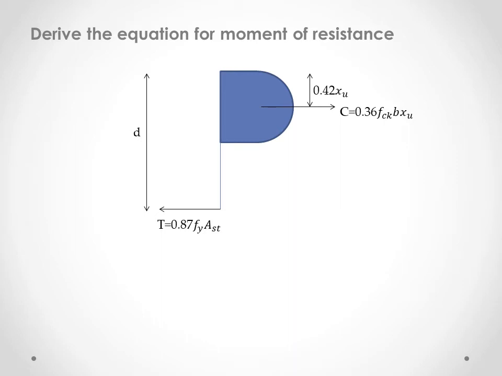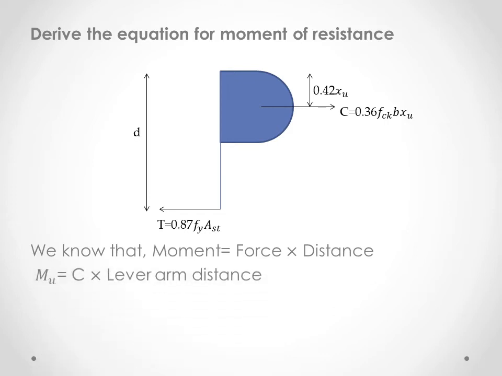So what is the basic equation of moment? Force into perpendicular distance, right? We know that moment is equal to force into distance. Now in this case, the perpendicular distance for both the forces is from this point to this point. That is the distance between the compressive load and the tensile load.